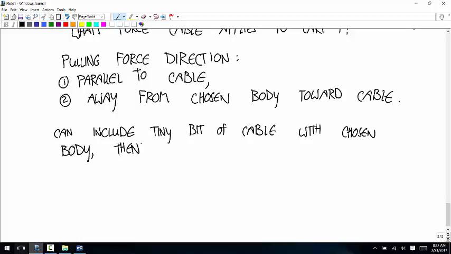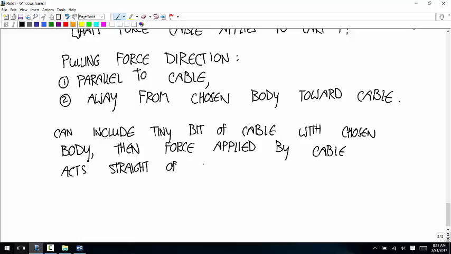And then the force applied by the cable acts straight out of, I'll call it the stump, a little tiny piece of cable, straight out of the stump. Okay, so let me show you a picture of what I mean.